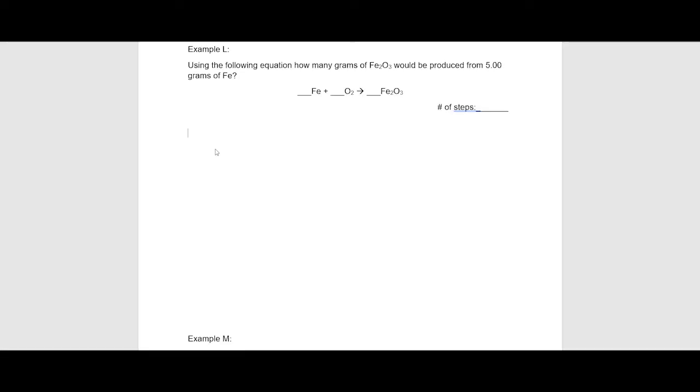Okay guys, today we're going to do example L from our notes. So I'm just going to open up example L here, and we have to find how many grams of iron 3 oxide would be produced from 5 grams of iron. I'm given a chemical equation. The very first step I'm going to do is balance that chemical equation.